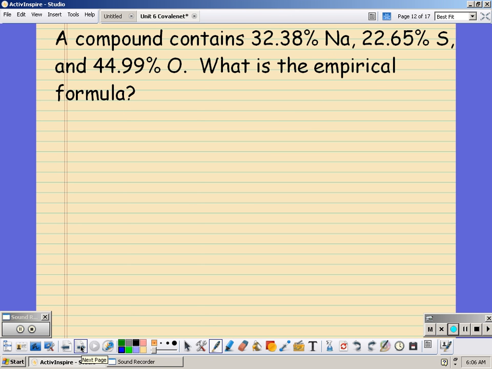Because we know that percentages always add up to 100, if we assume 100 grams of a substance, then these percentages just change to grams. And we can take 32.38 grams of sodium and convert it into moles. So you put grams of sodium on the bottom, mole of sodium on the top. One always goes with mole. Grams is the molar mass, which for sodium is 23.